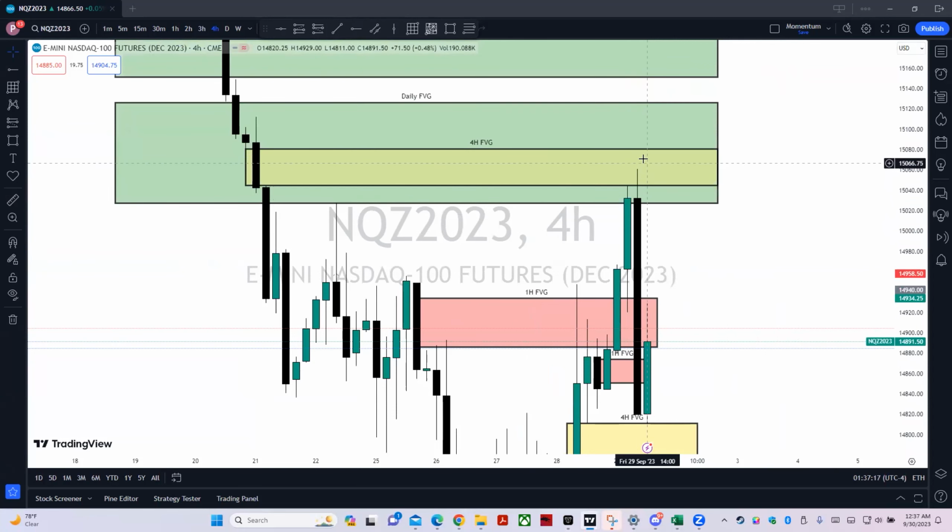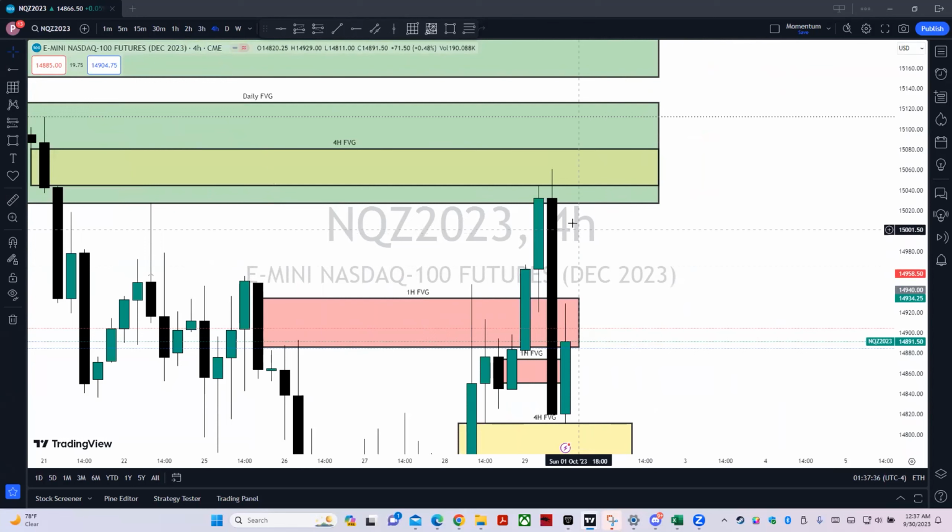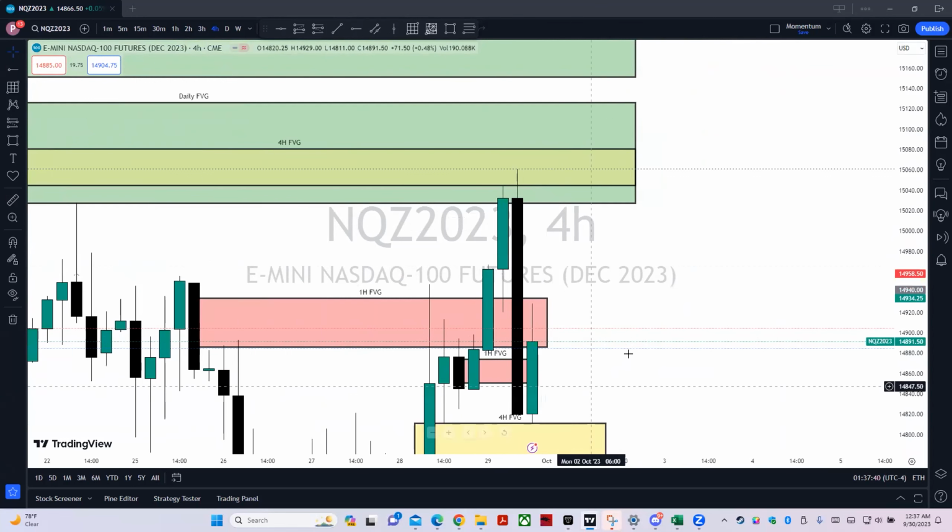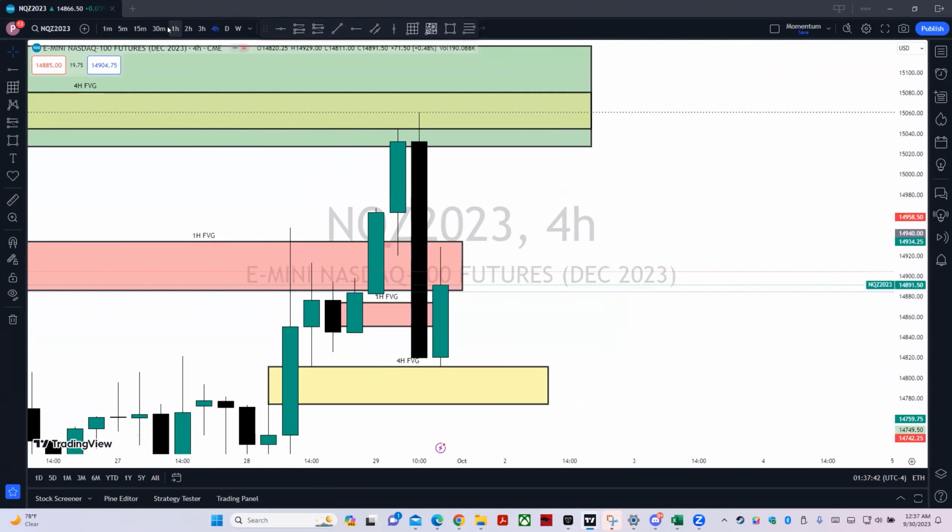We then run into the daily fair value gap. We come up to the 4-hour fair value gap, drop off immediately. Immediate rejection. Come back down. And now we are into the New York session. So let me see this downward candle, but let's really explore that. So let's head down to the 1 hour.